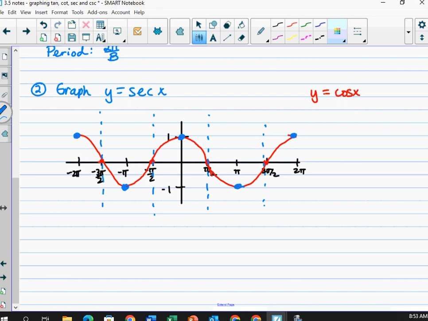Well, I mean, shifted, right? Your asymptotes aren't in the same spot. But it's like the same thing, like when it's one, it's one. Yeah, exactly.